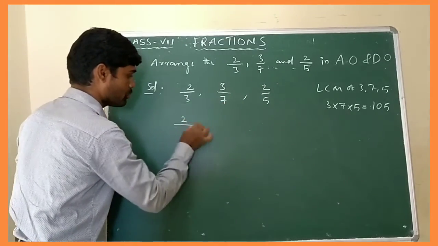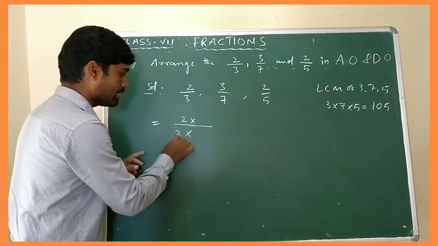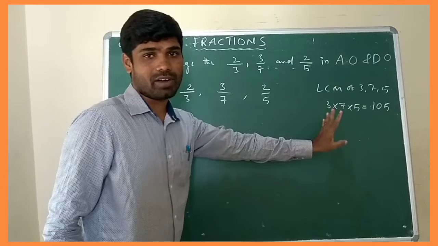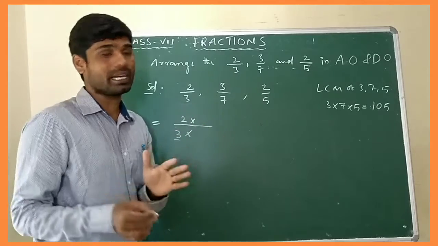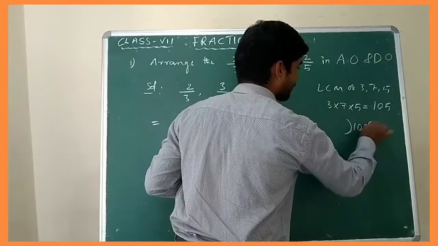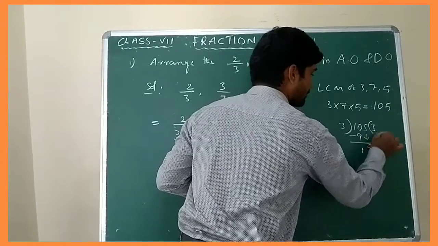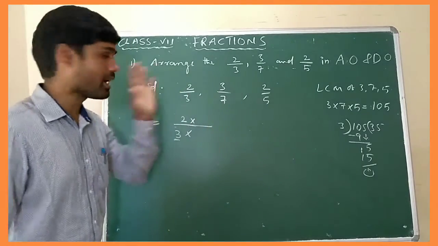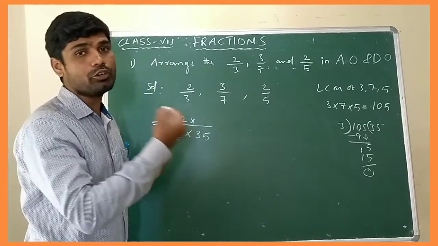Let us convert all these denominators to 105. Just observe 2 by 3. When we multiply 3 by something to get 105, it is 3 into 35. If you are not getting it, divide 105 by 3: 3 threes are 9, then 1 and 5, 3 fives are 15. So 3 into 35 gives 105. The same thing, multiply with the denominator and the numerator.